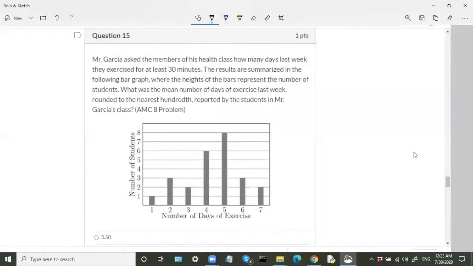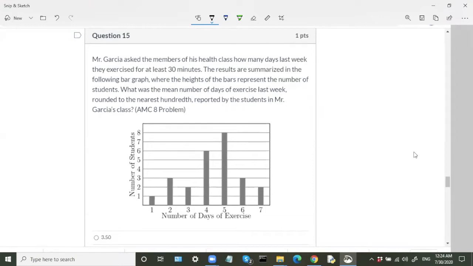Problem 15. Mr. Garcia asked the members of his health class how many days last week they exercised for at least 30 minutes. The results are summarized in the following bar graph, where the height of the bars represents the number of students. The question is, what was the mean number of days of exercise last week?